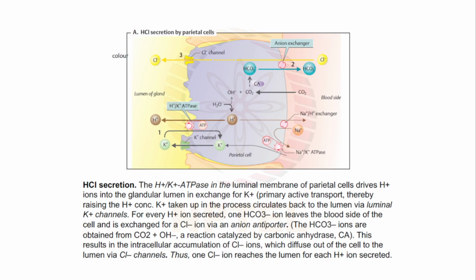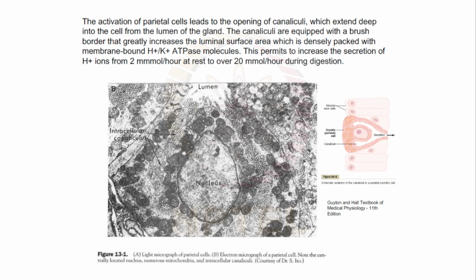Okay, so HCO3 ions are obtained from CO2 plus OH negative reaction catalyzed by carbonic anhydrase, and this results in the intracellular accumulation of chloride ion, which diffuses out of the cell to the lumen via chloride channel, and thus one chloride ion reaches the lumen for each proton ion secreted, forming the HCl.